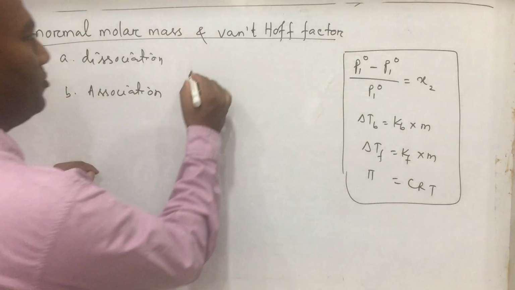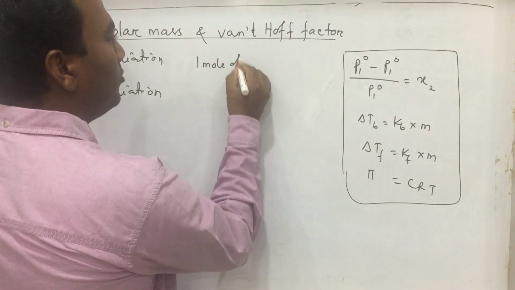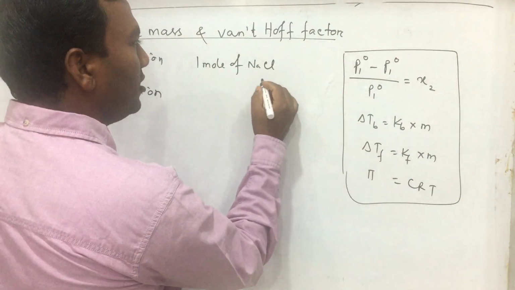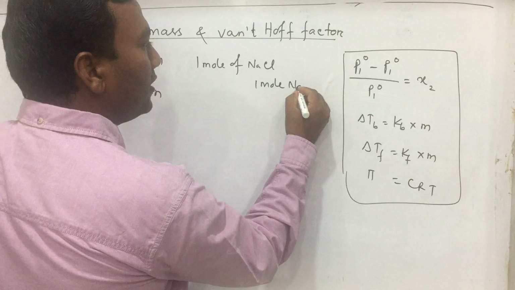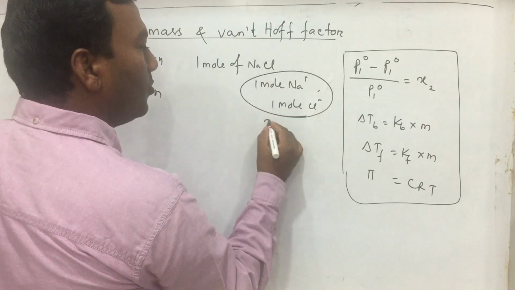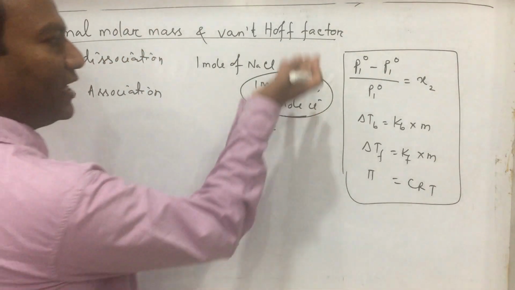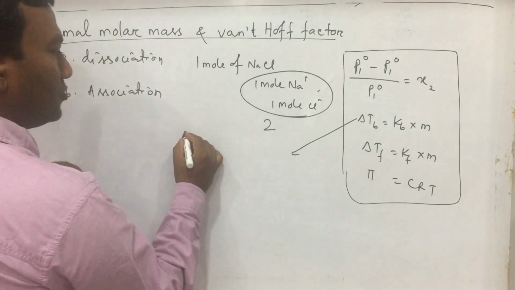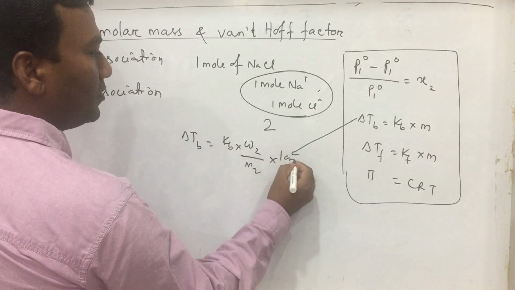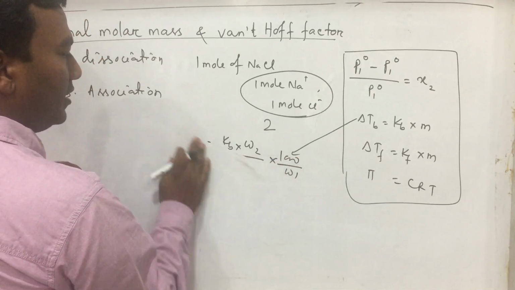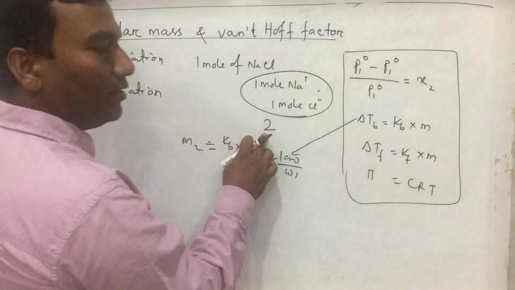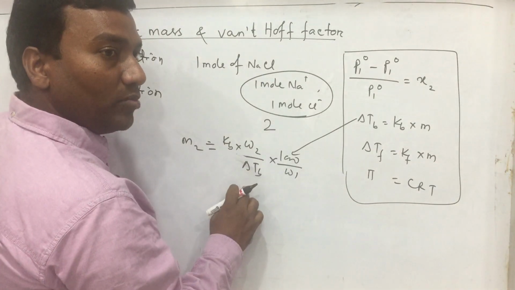Suppose 1 mole of sodium chloride is dissolved in water. It gives 1 mole of Na plus and 1 mole of Cl minus. So the total number of moles is now 2, so the number of particles increases. If you use the formula delta Tb equals Kb into W2 by M2 into 1000 by W1, then when the number of moles increases, delta Tb becomes twice.